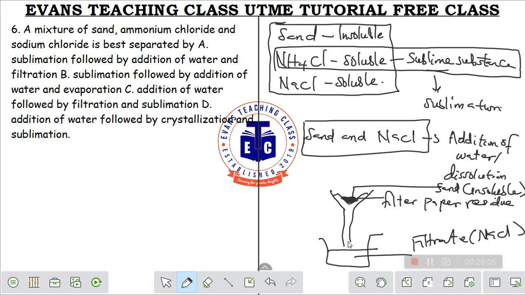Do you get how I did it now? So this will be your sodium chloride. So that's how to separate this. If we ask you what's the answer for this question, I think you already know the answer. Even without telling you anything, you should know what the answer will be. So the answer will be option A.